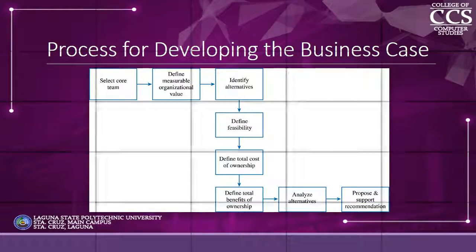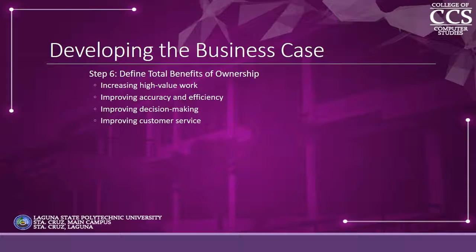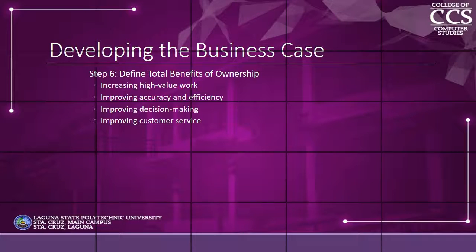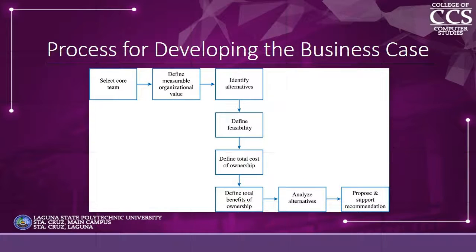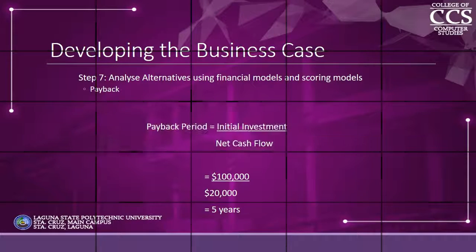Step 6. Define total business of ownership: increasing high-value work, improving accuracy and efficiency, improving decision-making, improving customer service. Step 7. Analyze alternatives using financial models and scoring models.